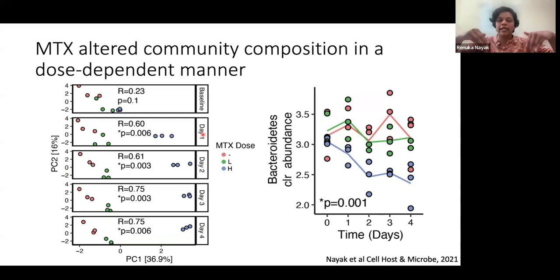But when you start drilling down into phylum level changes and species level changes, what we start to see is that at the phylum level, this, again, big category of microbes, that Bacteroides are sensitive to the high dose methotrexate, and that they're decreasing over this 4-day time period. And that recapitulates what I showed you in the in vitro studies, that Bacteroides tend to be sensitive in vitro. Now we're also seeing it in vivo, okay?